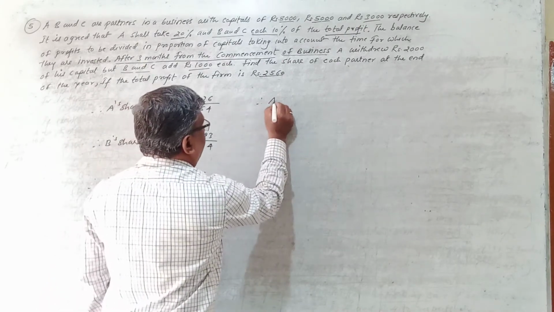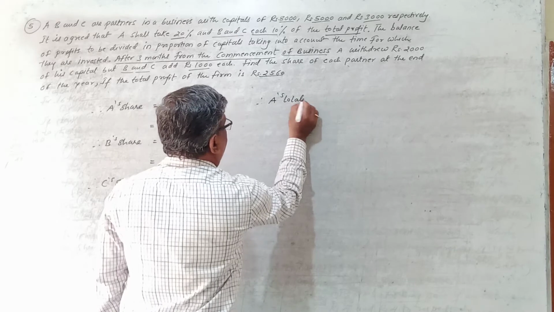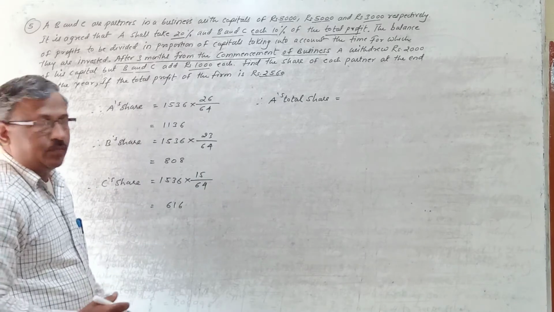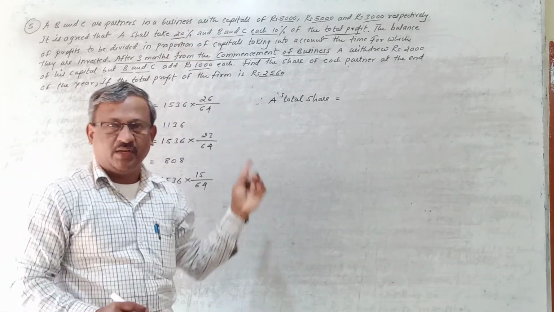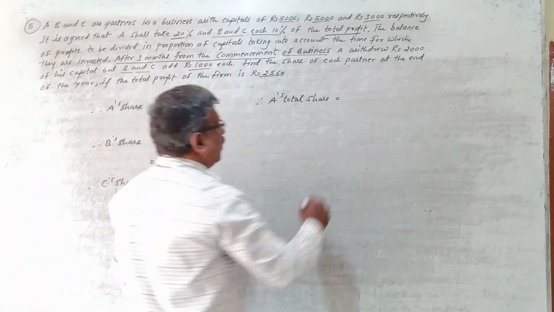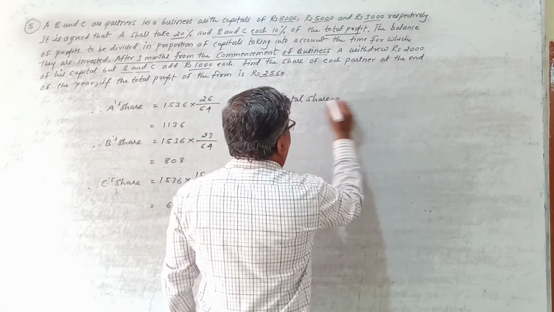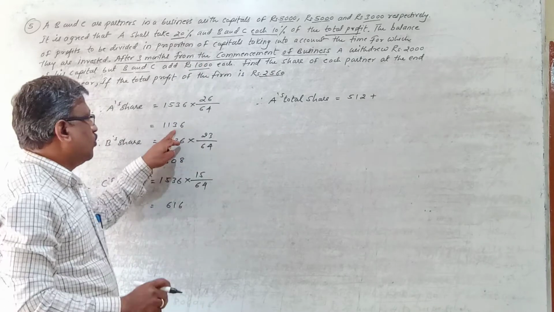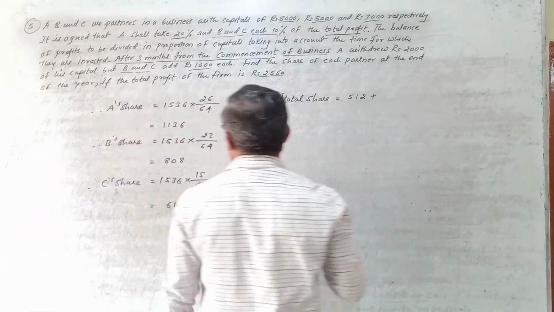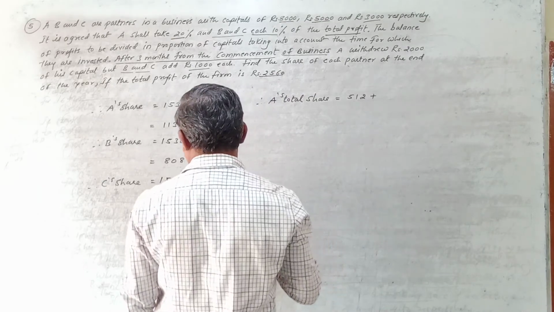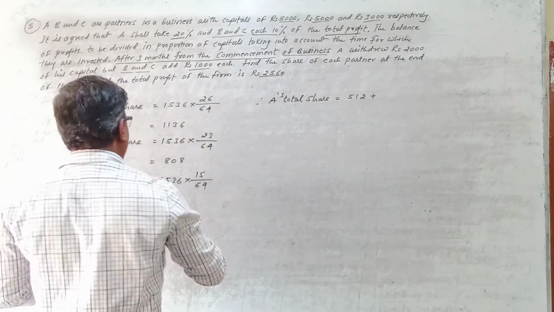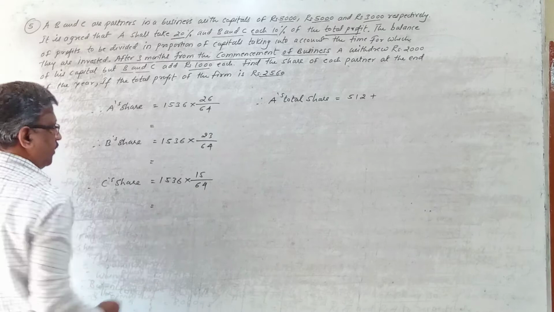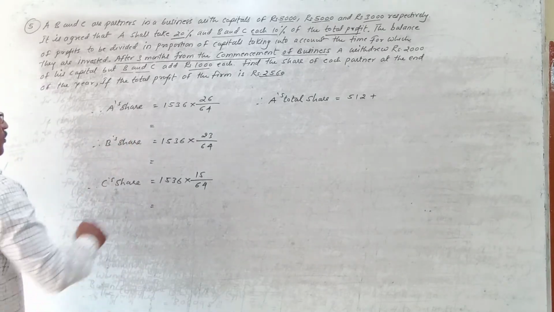Now first you calculate A's total share. A is getting 20% of his share. At the beginning we had calculated how much it is, 512 rupees. So his share is 512, which is the 20% share, plus he is getting a share out of balance profit, 1136 rupees. Sorry, I think this is wrong. This calculation is wrong here, right? I think I have done wrong calculation.